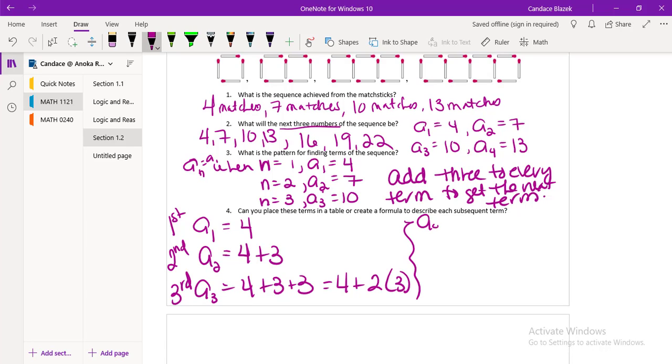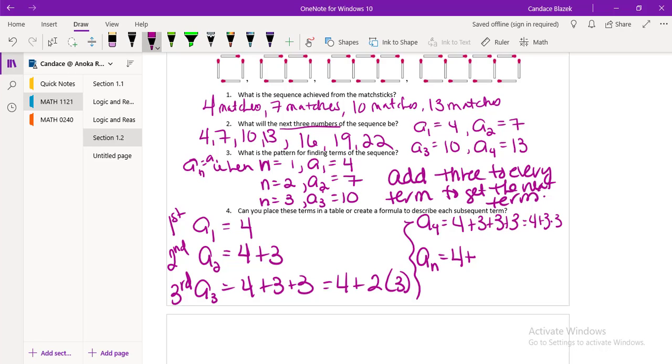When I look at the fourth term, I get 4 plus 3 plus 3 plus 3, or 4 plus 3 threes. Now I get this combination, and when I look at the nth term, so they want a formula. So we're going to say it's the nth term. It's a generic term. I'm going to have a 4 plus how many threes?